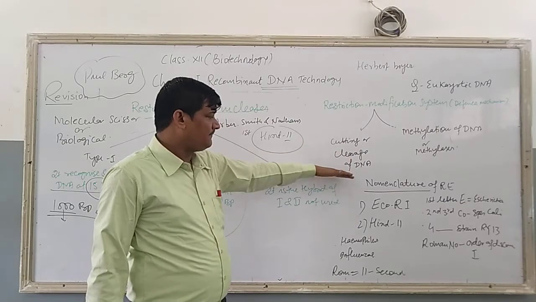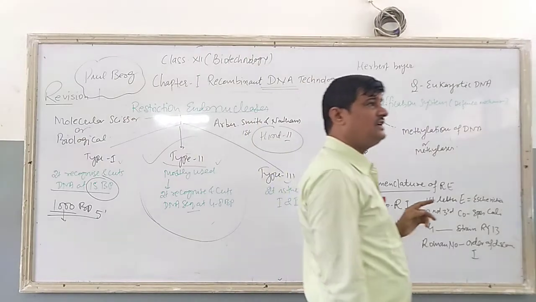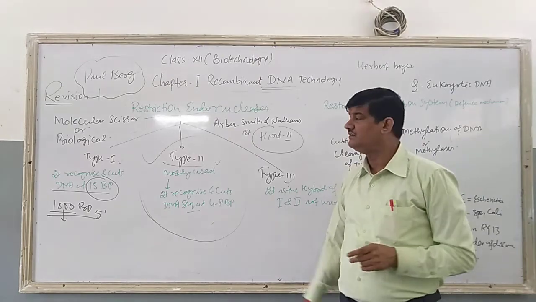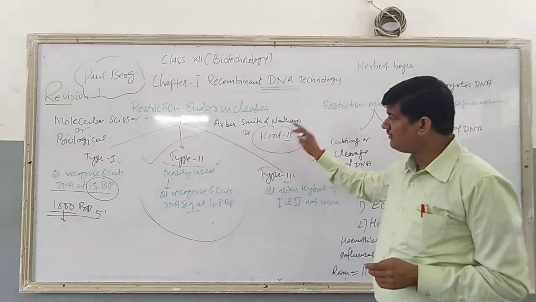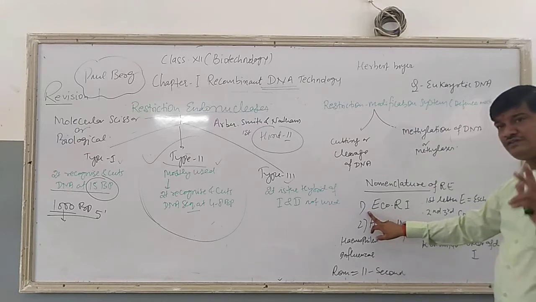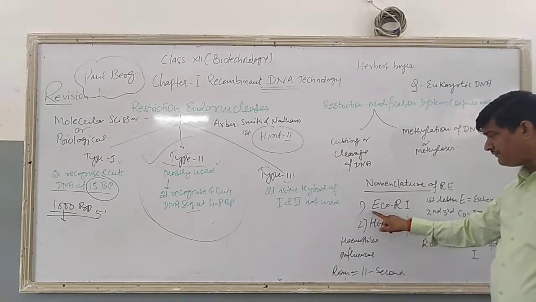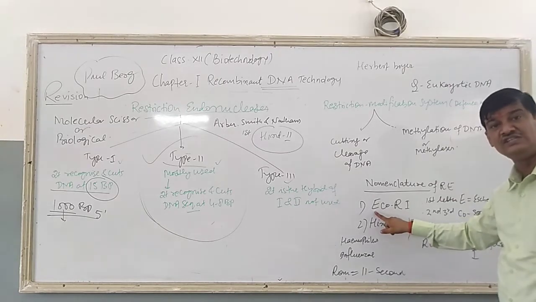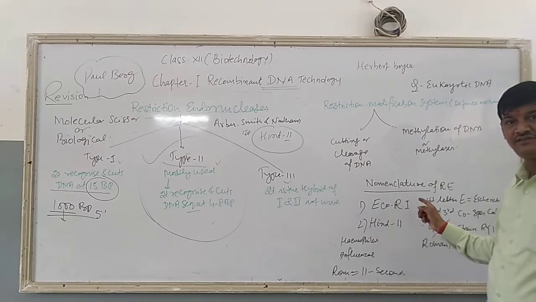Now come to the nomenclature of restriction enzymes. I just told you the first restriction enzyme discovered by the three scientists, Arber, Smith and Nathans, is called HindII. Now come to the nomenclature of the enzyme. I am taking two examples, EcoRI and HindII. Children, the first letter, capital E, stands for the genus, Escherichia. It is a bacterial cell.